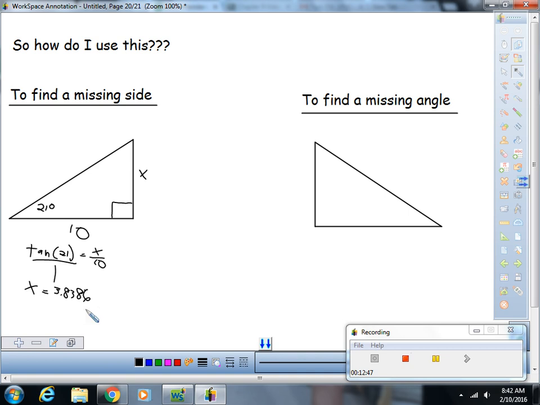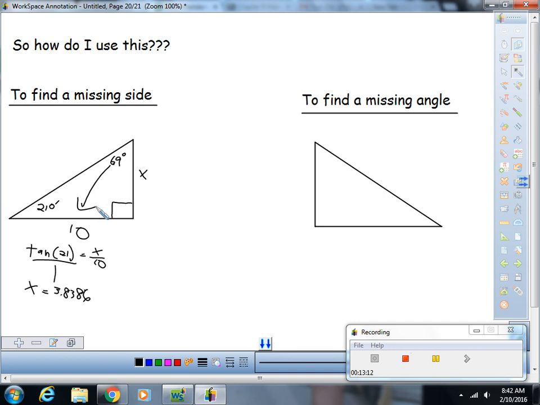Okay? Does that answer make sense to you? Yes, absolutely. I expected x to be less than 10. Why? Yeah, it's across from 21, so this one is, what's 90 minus 21? 69? So which side did you expect to be significantly bigger? That side. The side that's across from the big angle.